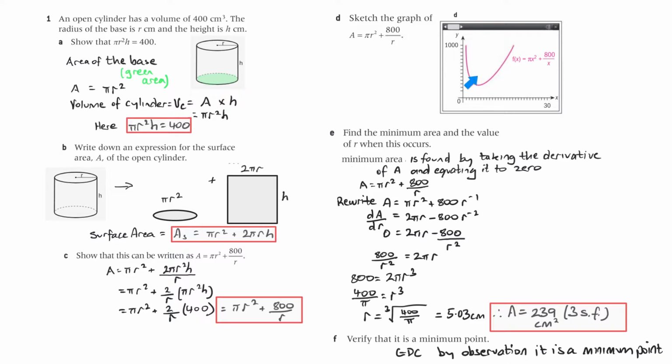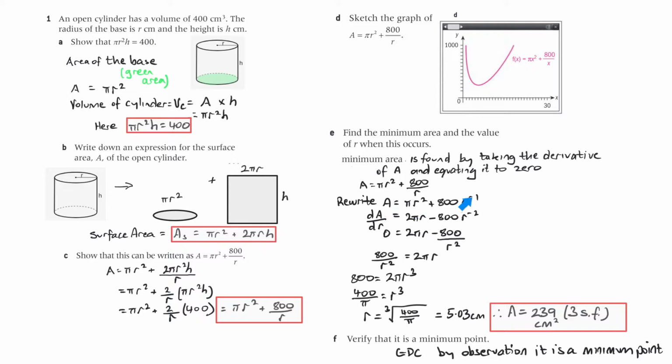Well, just use your GDC, and there it is there. That's actually from the back of the book. Okay, now, next one, find the minimum area and the value of r when this occurs. The minimum area is found by taking the derivative of A and equating it to 0. So we've got A equals that. Now that comes from here or here, and we're going to rewrite it before we take the derivative.